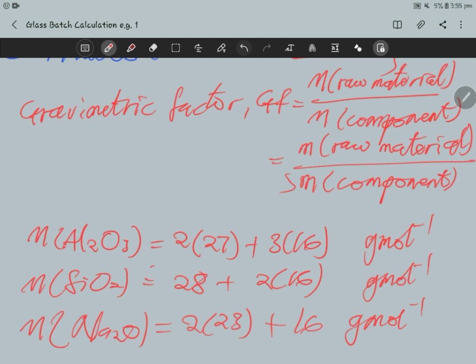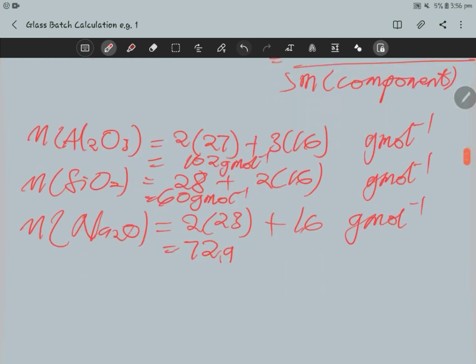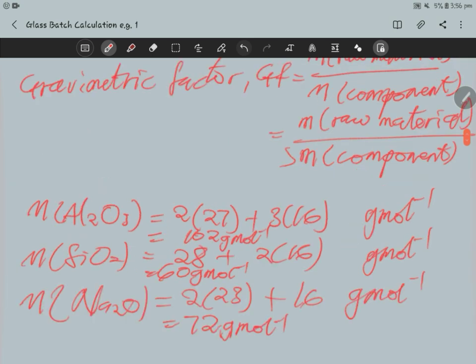So this ends up giving us, times 27 plus 3 times 16, that gives us 102 grams more. And this gives us 28 plus 2 times 16, that gives us 60 grams per mole. And then this gives us 72 grams per mole.